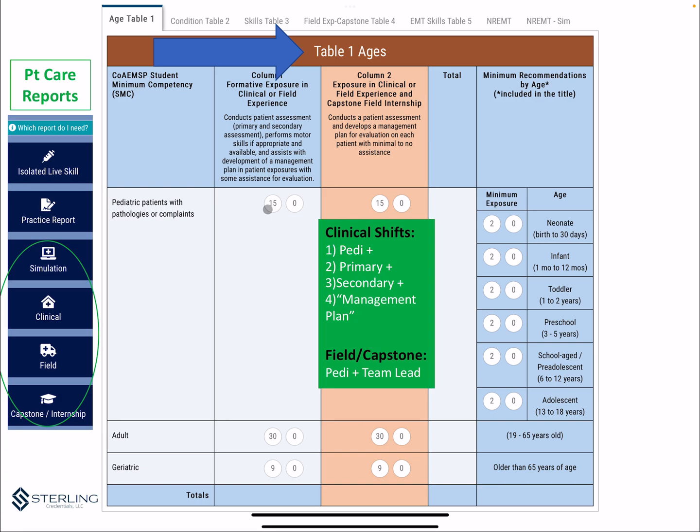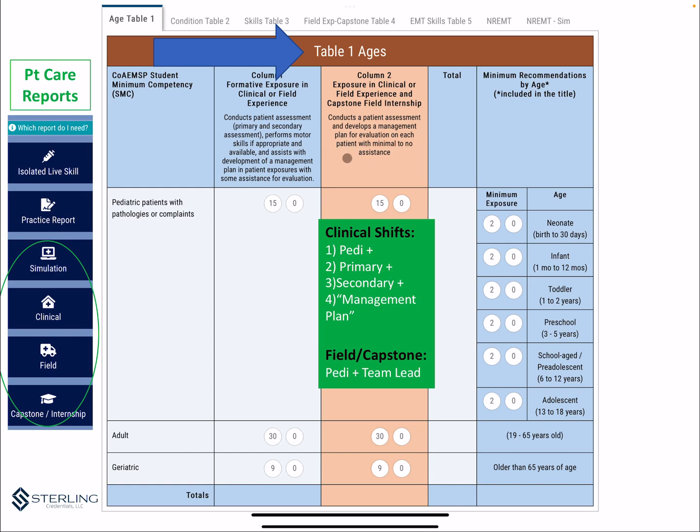And actually, I'm going to show you this backwards because it just makes more sense. Simulations, clinical, and field. And over here, it's clinical, field, or capstone. Simulations will not be allowed over here. But okay, so this is supposed to be your demonstration that you can function alone with minimal assistance, right? Over here, you still got the training wheels on.